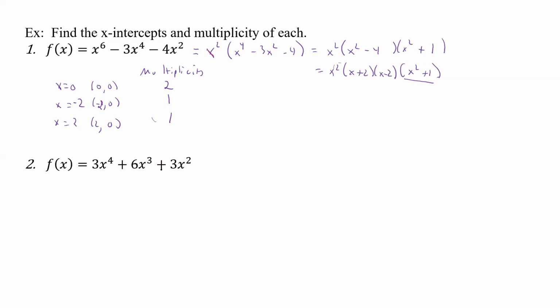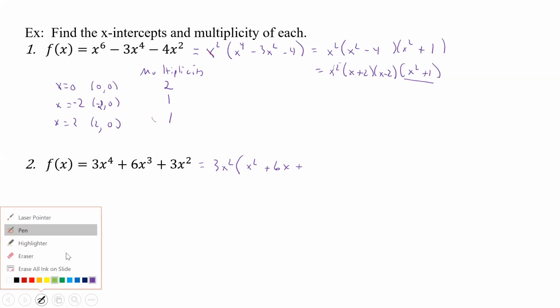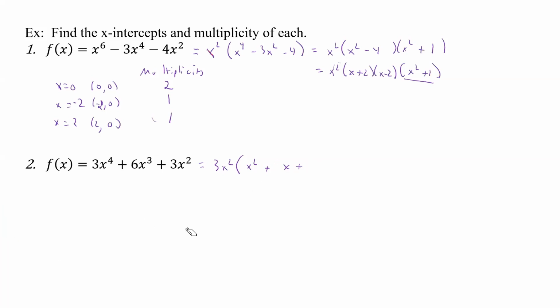So here we see there's a 3x squared in each term. If we pull that out, that leaves us x squared plus 6x, and then plus, oh, that's not 6, that's a 2, sorry. Forgot to factor out the 3. So that's a 2x and then plus 1. Well, that's 3x squared times, and now this is another perfect square, so that's x plus 1, quantity squared.